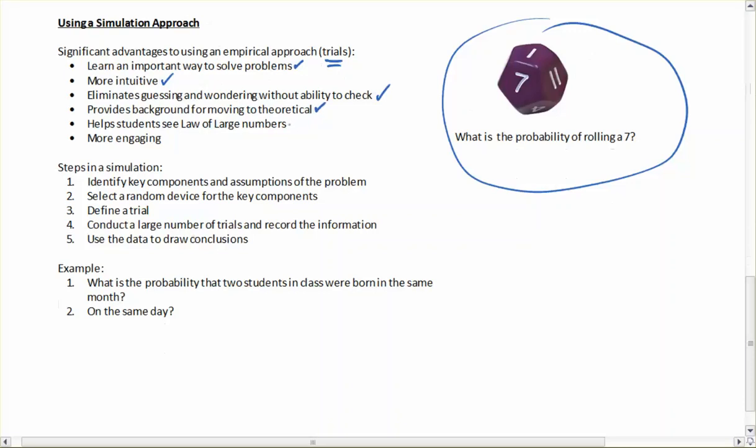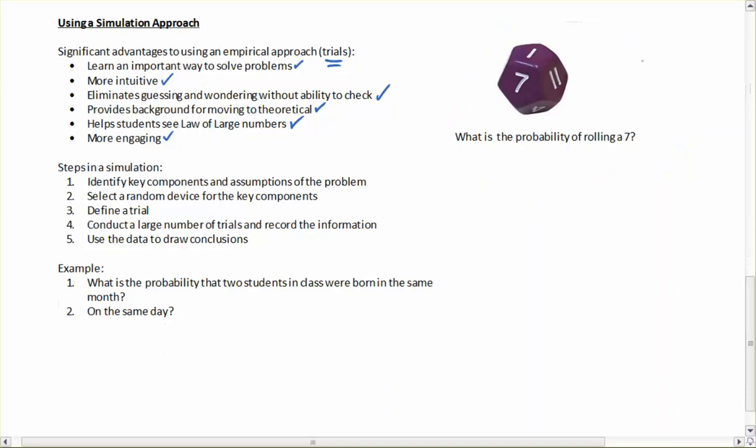It can help students see the law of large numbers in action as they do a lot of trials, and it can be more engaging. Just asking students to spit out probabilities theoretically can sometimes be dull to students, whereas getting their hands on and trying things out can be more engaging.